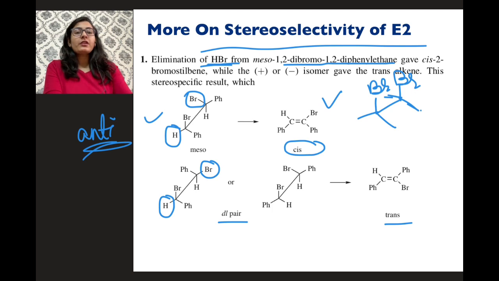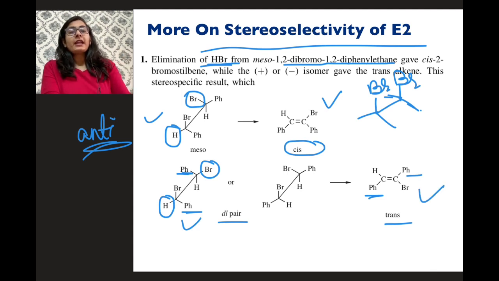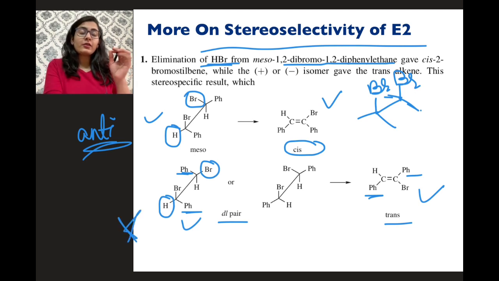As you can see over here, the H and the Br are already anti-periplanar. You don't have to draw anymore. So this H and this Br, they are in the opposite direction, you see, because they are already anti-periplanar, right? So very, very important example, considering what stereochemistry will result into what product.